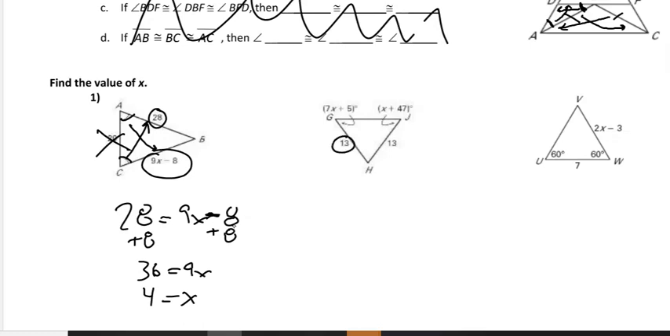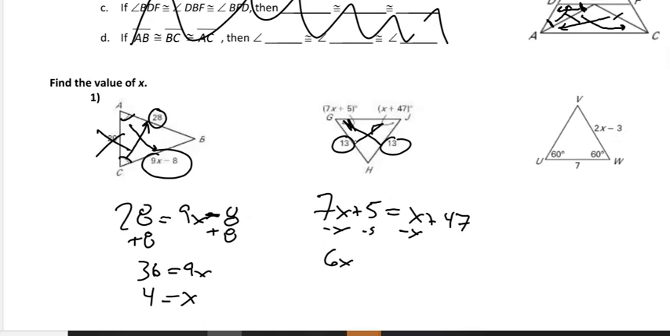Now on this one, you can see those sides are congruent. Therefore, the angles opposite them must be congruent. 7x plus 5 must equal x plus 47. Minus x, you get 6x, minus 5, you get 42. When you solve that, you get x equals 7.